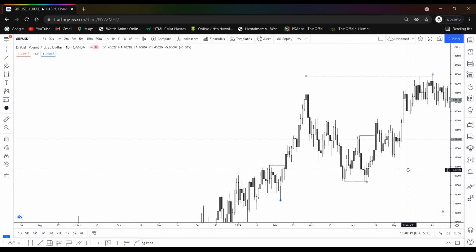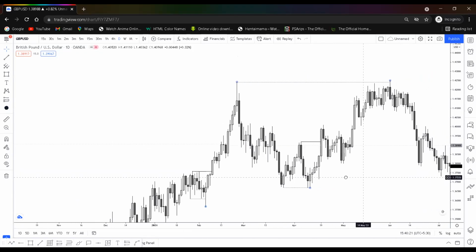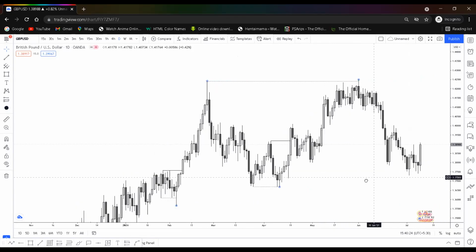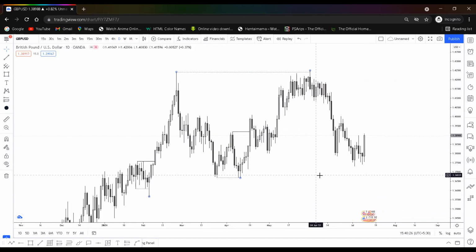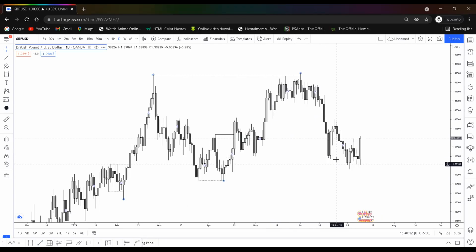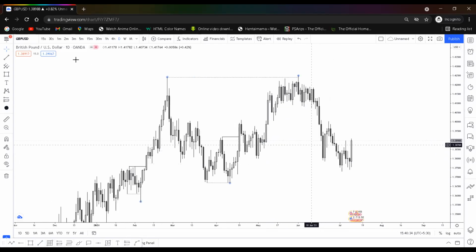Okay. So by internal range liquidity, what I mean is not only equal lows or equal highs, not anything of that sort. I mean the inducement. The inducement is the most important thing before choosing a POI. Okay, inducement or the trap or anything.